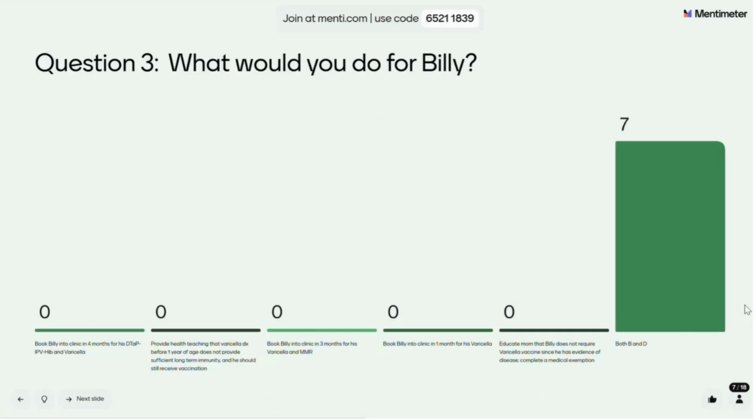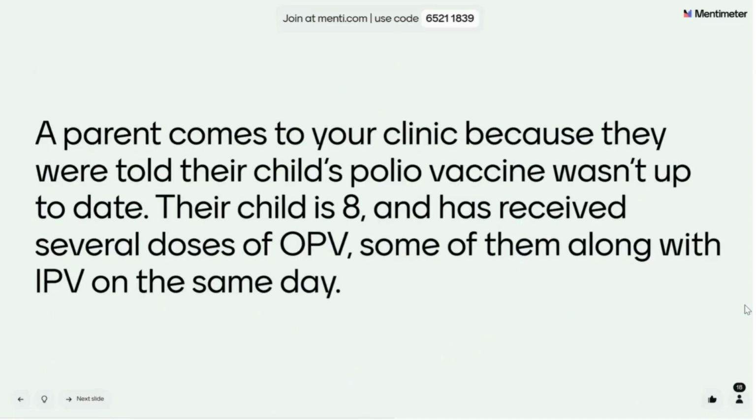Okay, so question 4. A parent comes to your clinic because they were told their child's polio vaccine wasn't up to date. Their child is 8 years of age and has gotten several doses of OPV, some of them along with IPV on the same day. So which of these health teaching options would you give them? And next page, please, with the choices.